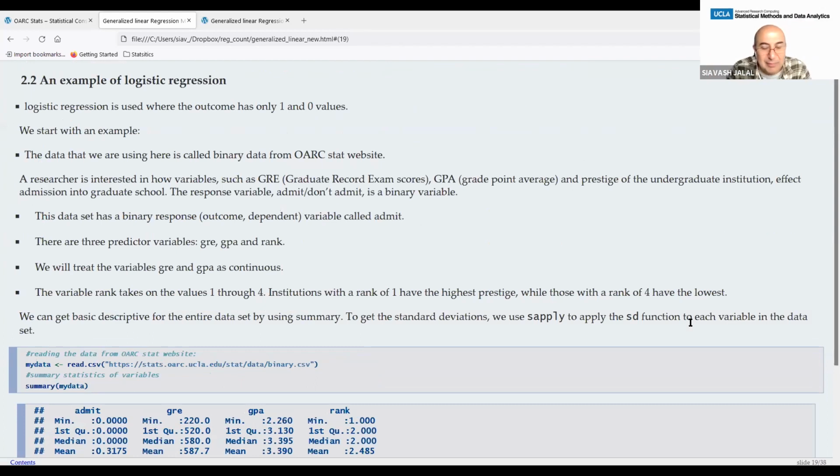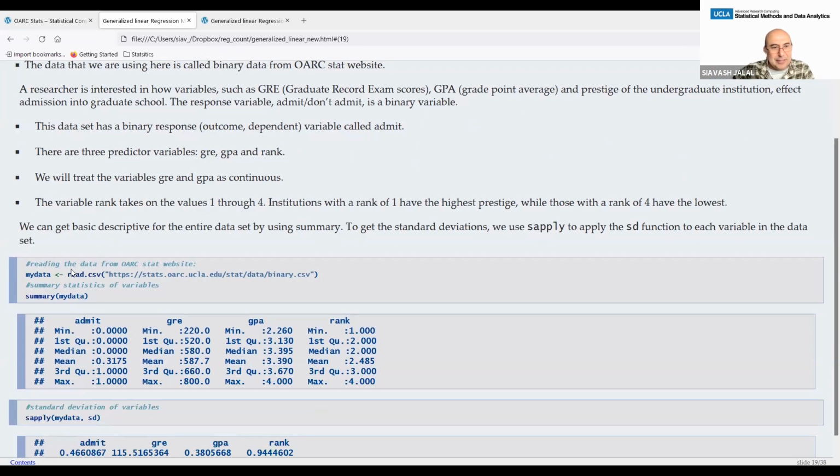Now, let's start with our first generalized linear model, which is the logistic regression. In logistic regression, we have an outcome that only has value 0 and 1. The data that we are using in this example is the data of students getting admitted or not admitted based on some scores they have, based on their GPA and GRE and the rank of the school that they are applying for. So there are 3 predictors.